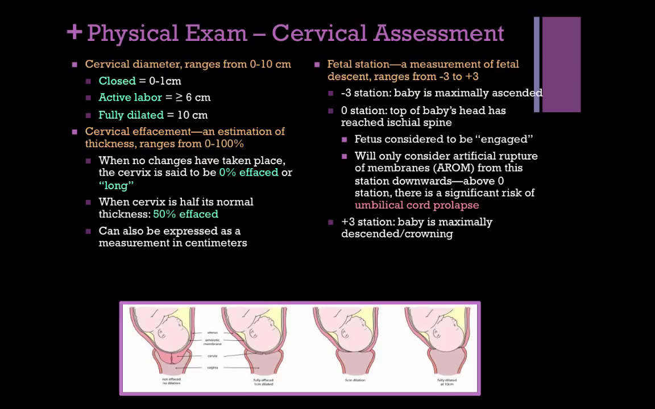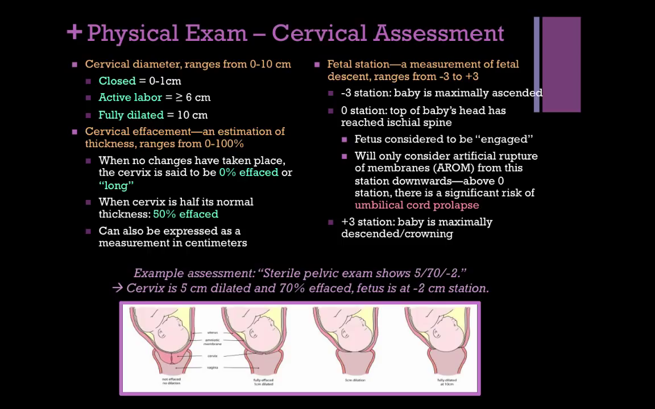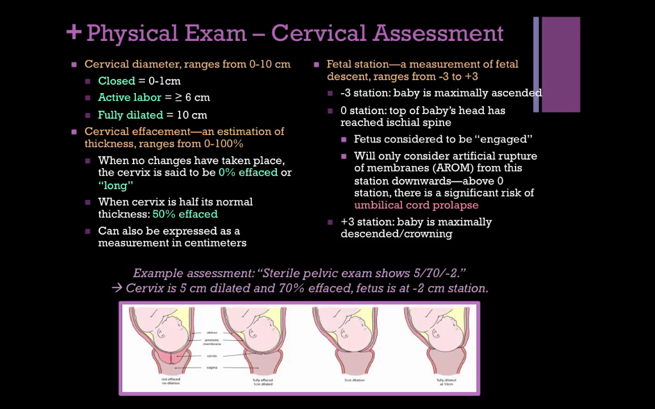And then at +3 station, the baby is maximally descended and crowning. Normally -3 and +3 are not actually used because they are the most extreme. So when you're normally talking about the cervical exam, it's between -2 and +2. Just to give you an example assessment: sterile pelvic exam showed 5/70/-2. This just means that the cervix is 5 centimeters dilated, 70% effaced, and the fetus is at -2 station.